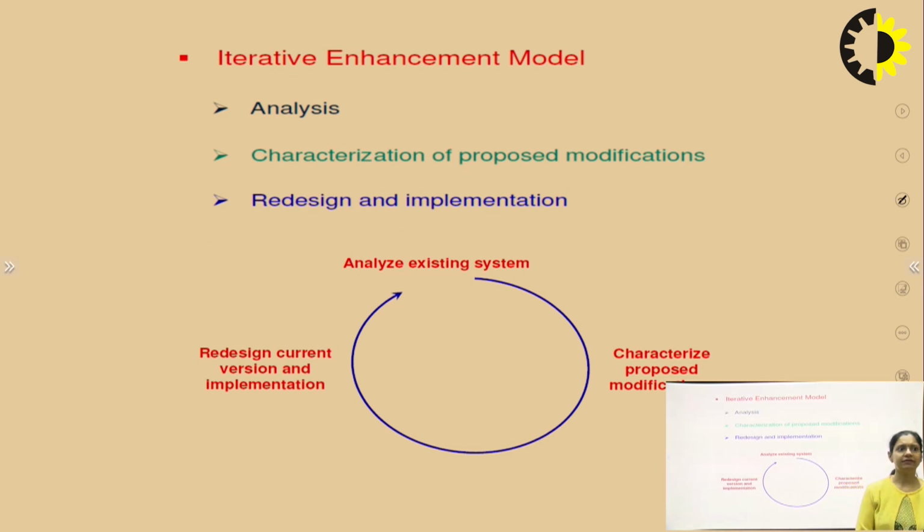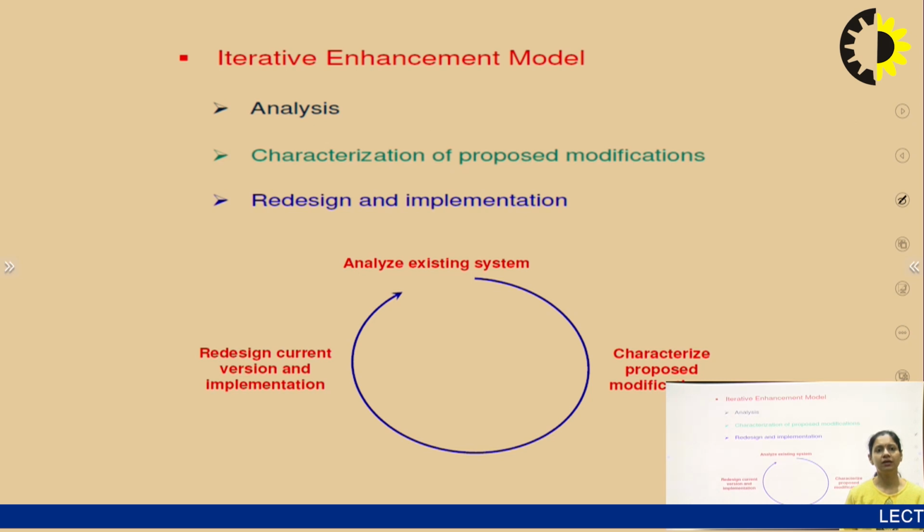The next one that we have is the iterative enhancement model, which has 3 phases. The first one is analyzing the existing system. We analyze how the already existing software is working. Then characterization of the proposed modification. We characterize them, or maybe on the basis of priority, we try to identify at what all places we need to make the modifications.